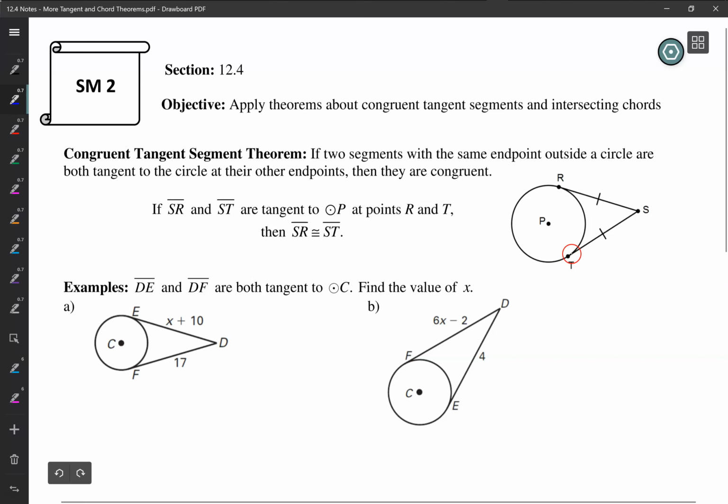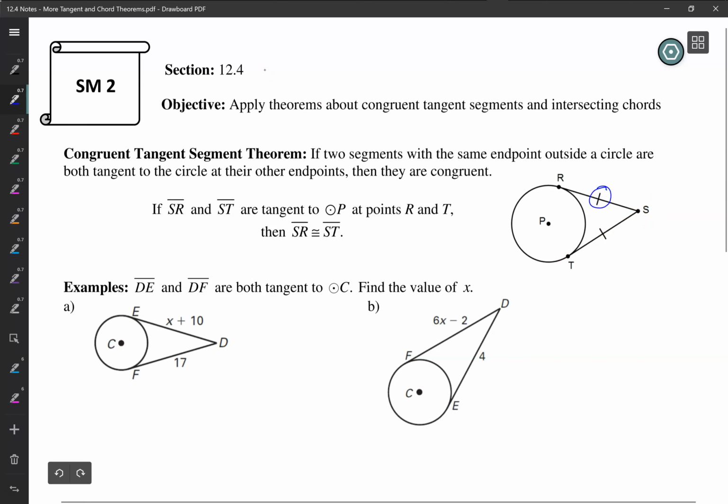They both touch the circle at a point of tangency, so that if you continued them out into a line, that would be the only place where the line would touch the circle. And they've got this common endpoint somewhere else, so they make this lovely ice cream cone shape. Those two segments are congruent. In symbol language, if segment SR and segment ST are tangent to circle P at points R and T, then segment SR is congruent to segment ST.